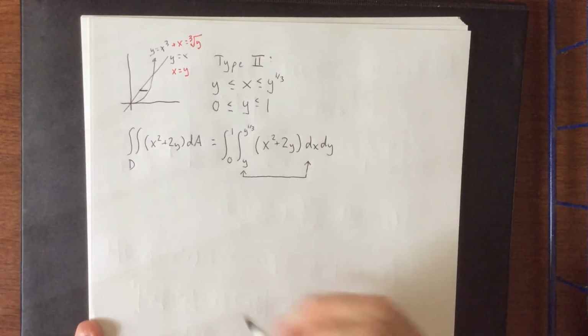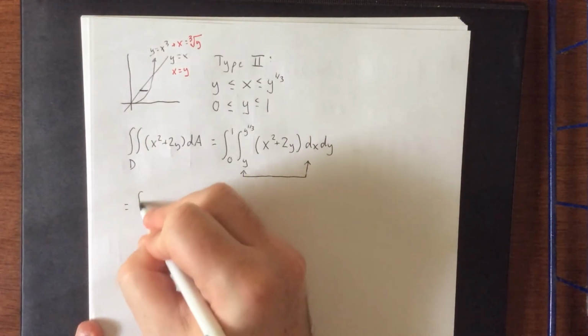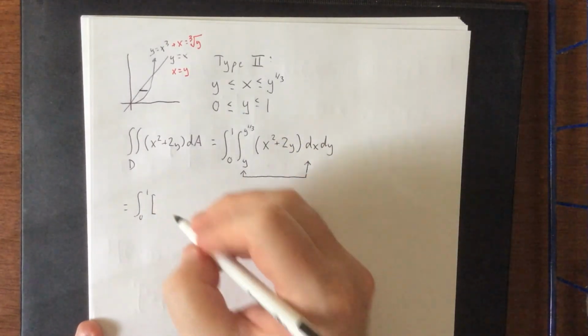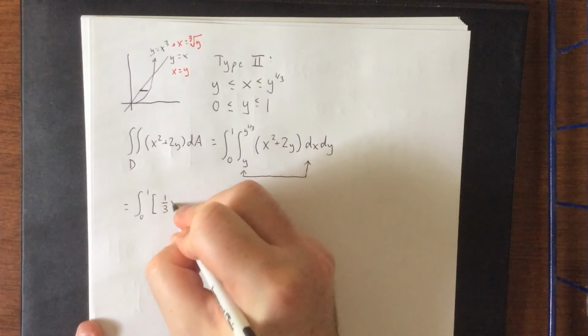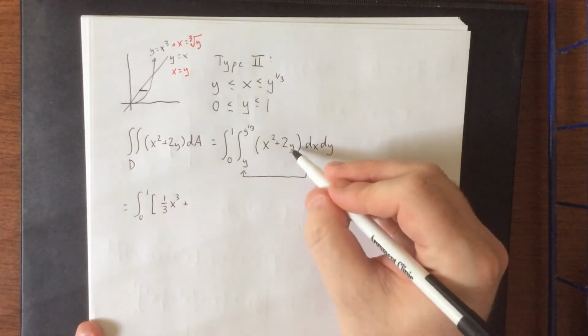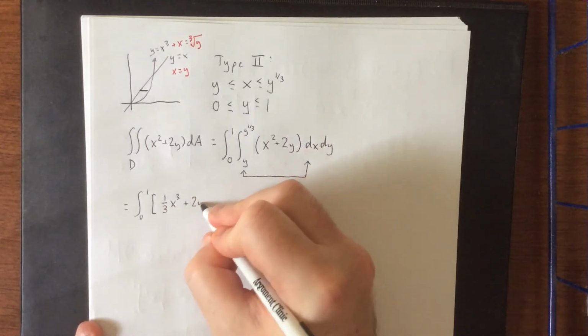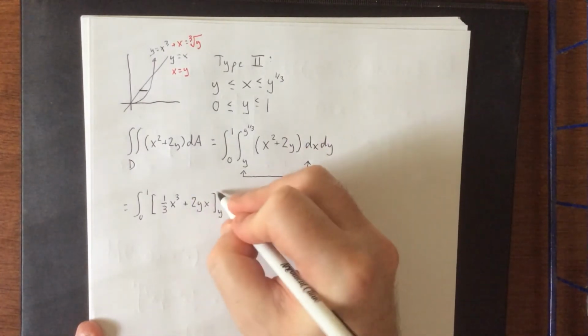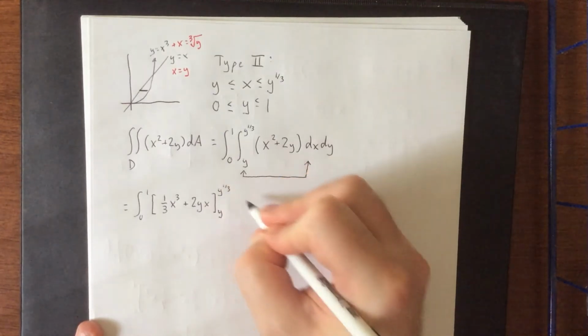Our first iterated integral will be with respect to x. Integrating x squared with respect to x, I will be getting 1/3 x cubed. 2y with respect to x is a constant, therefore that will be 2y times x. That's going to go from lower bound y to upper bound y to the 1/3 power.